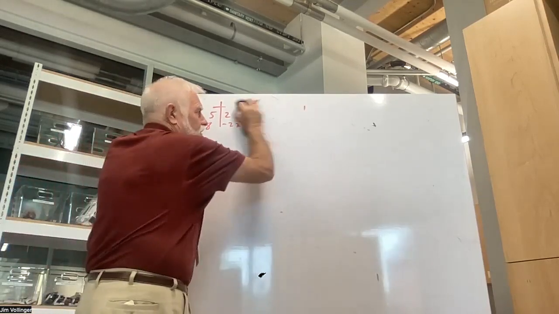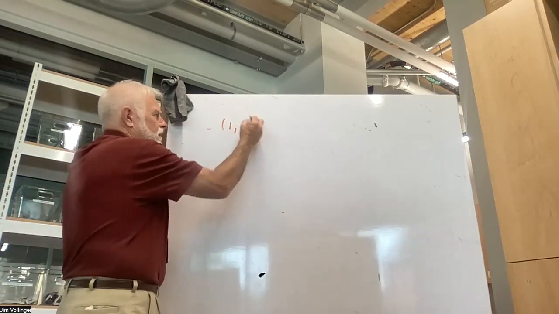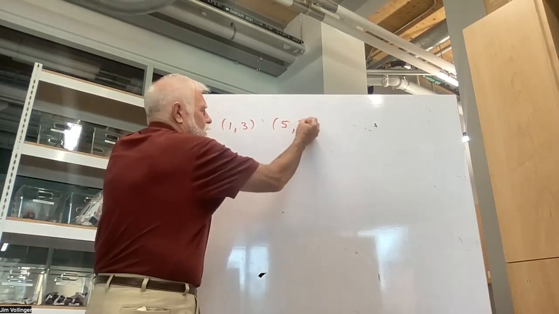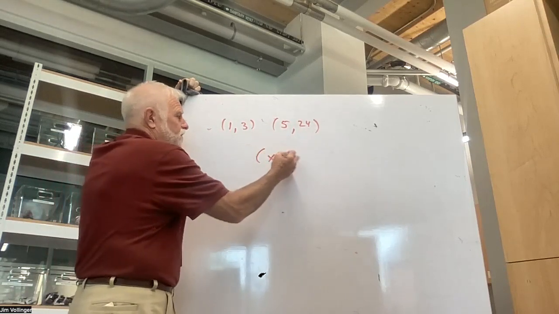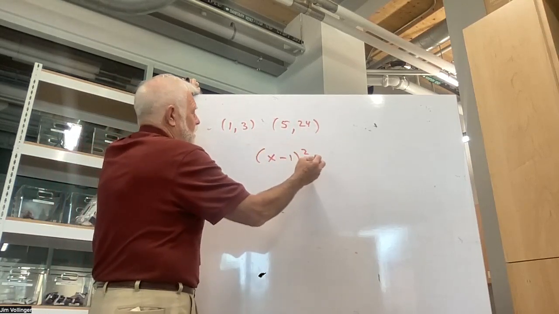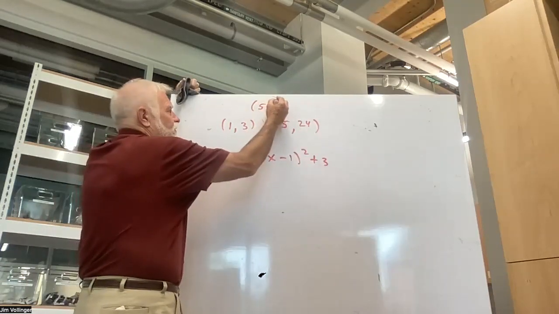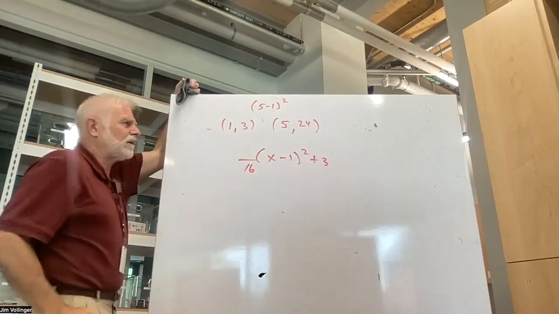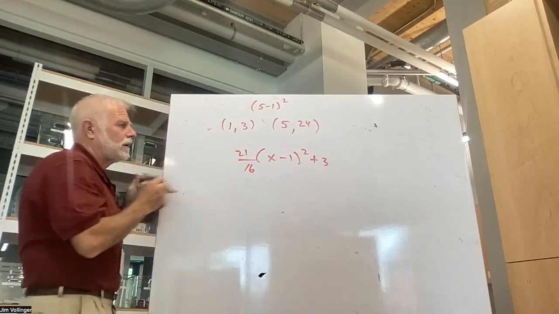All right, now we're going to do 1 comma 3, 5 comma 24. Yep, and quadratic. So we've got x minus 1 squared plus 3. The quadratic change is 5 minus 1 squared, which is 16. That number is not going to work. From 3 to 24, 21 units of change does work.